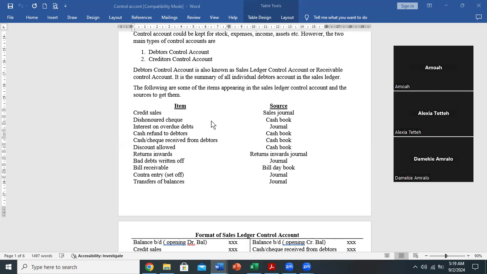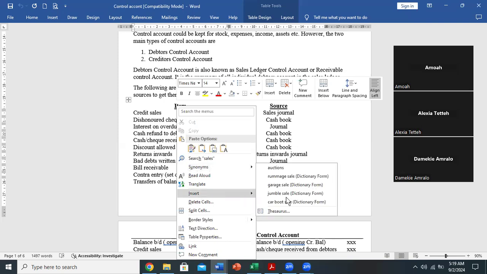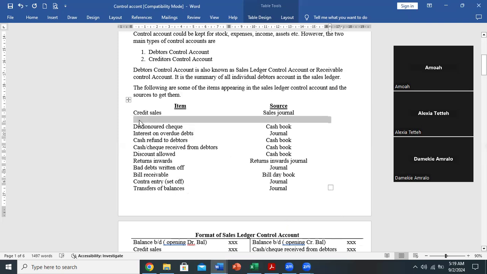Now, the first thing I need to draw your attention to is the opening balance, because you may have some debtors from the previous year you are bringing to the next year, right? So that will be recorded as well. So opening balances, and you find your opening balances in the journal. When I say the journal, I'm referring to the general journal. But let's pick the first item, credit sales.